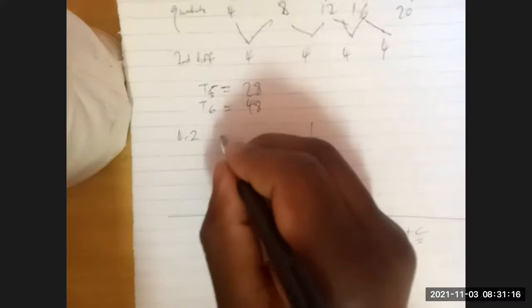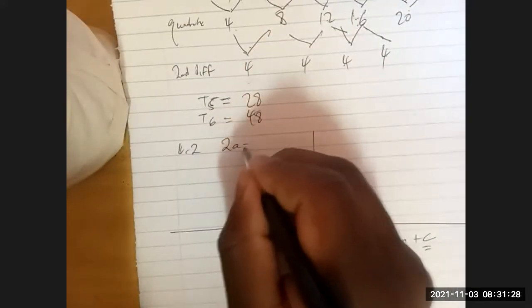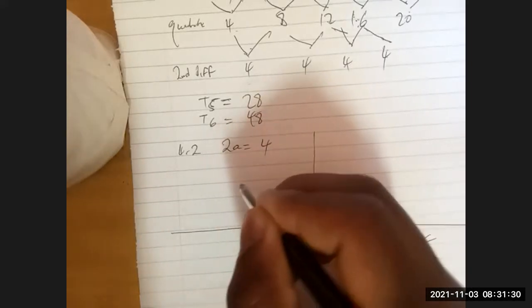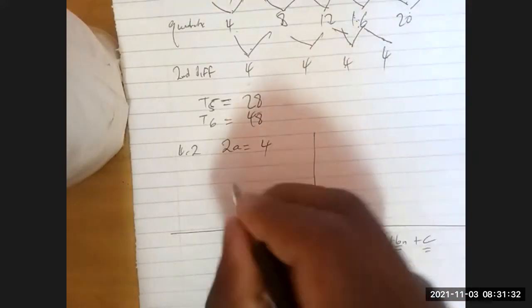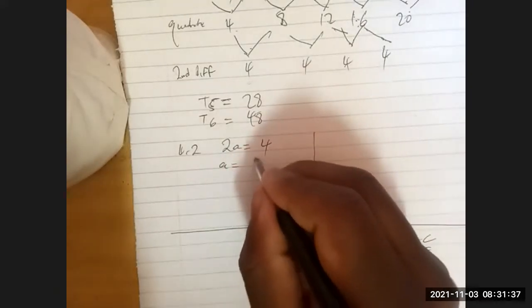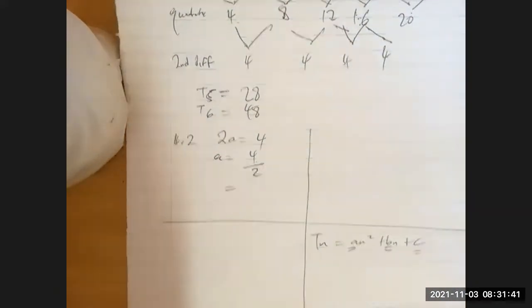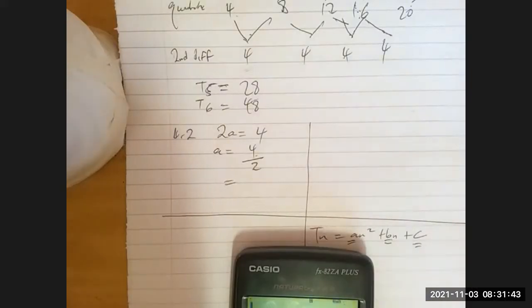To find the value of a, we know that it corresponds to the second difference, right? So for us to find the value of a, we take the second difference and we equate it to 2a. So 2a is equal to 4, right? That's how we find the value of a. So here we can see that a is equal to 4 divided by 2. And 4 divided by 2, that is 2, okay?